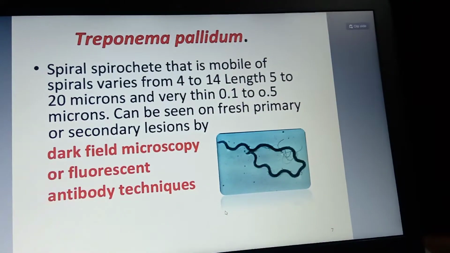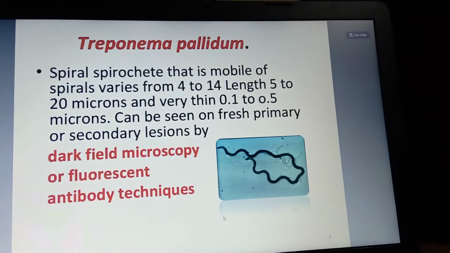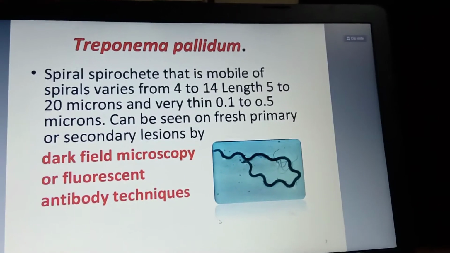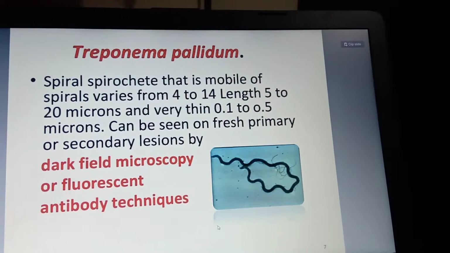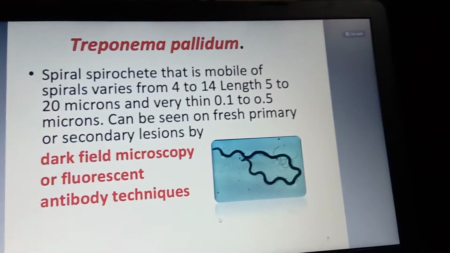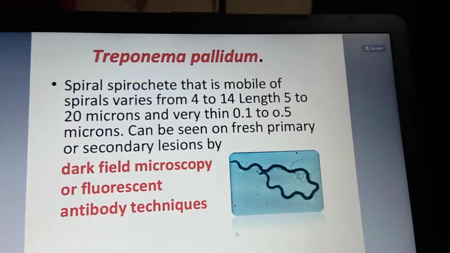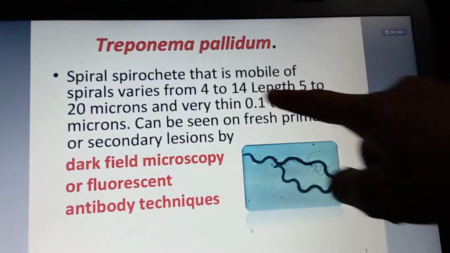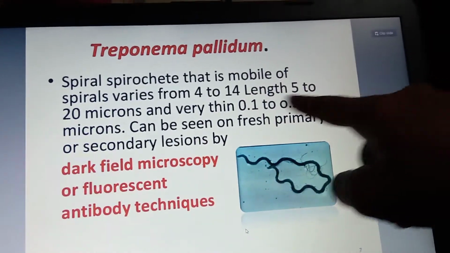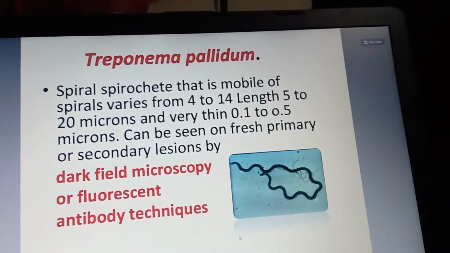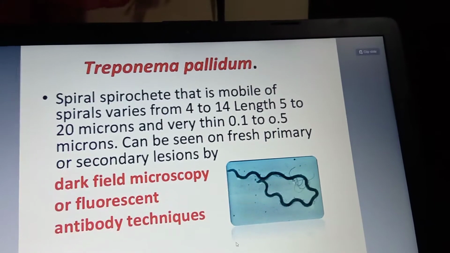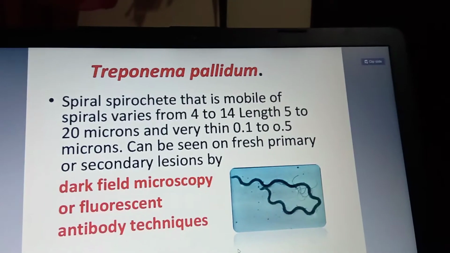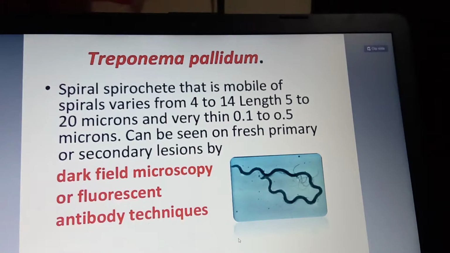And this Treponema pallidum is again divided into primary and secondary lesions. Still more, latent and congenital, so these kinds of subclassifications have also been made. It is 5 to 20 microns in length and very thin, 0.1 to 0.5 microns. So that is the spirochete Treponema pallidum.